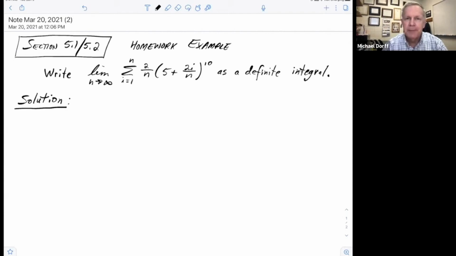We're in section 5.1/5.2, and we're looking at this homework example where we're given an expression that's a limit of a sum of some function, and we're supposed to express that as a definite integral.